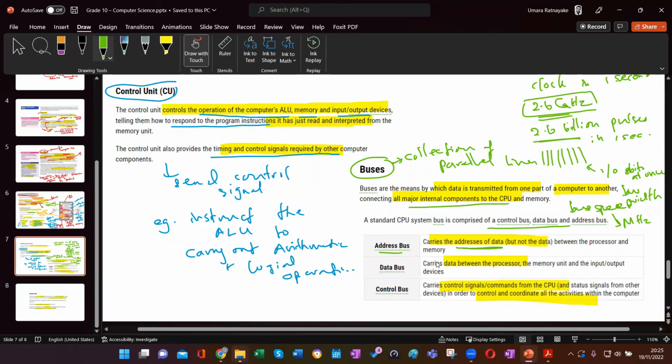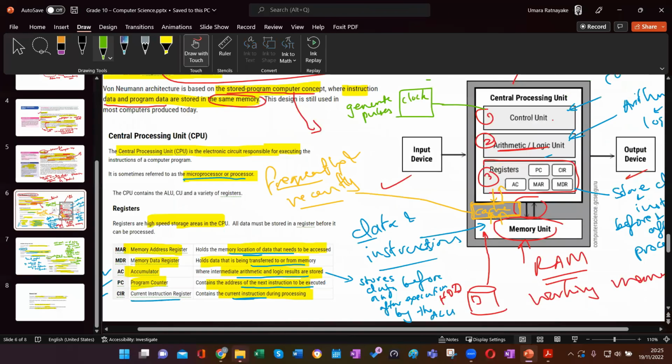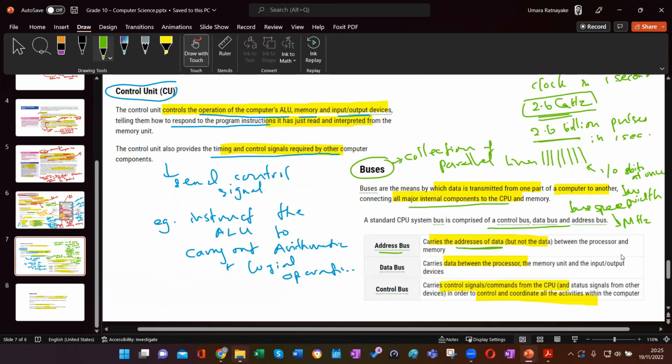Earlier you saw the MAR. The MAR holds the memory location of the data that needs to be accessed. So this address in the MAR will be transferred using the address bus. See how organized the computer system is. For every task, there's a separate component. The data bus carries data between the processor and memory and input output. So all the data are sent through the data bus.